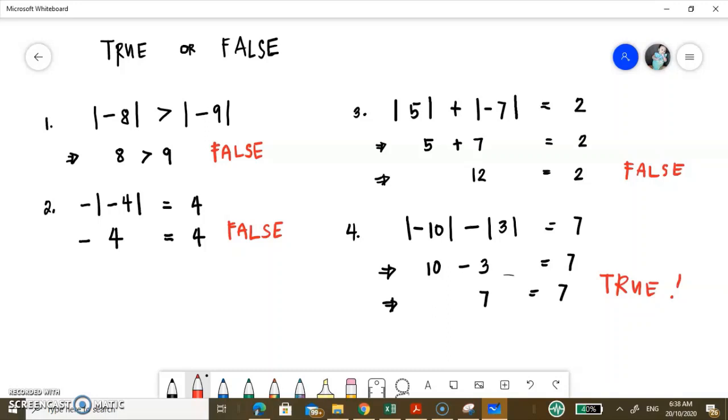Okay. So that's it. That's all about the absolute value of a number and how to evaluate the absolute value of a number with basic operations included. Okay, that's all.